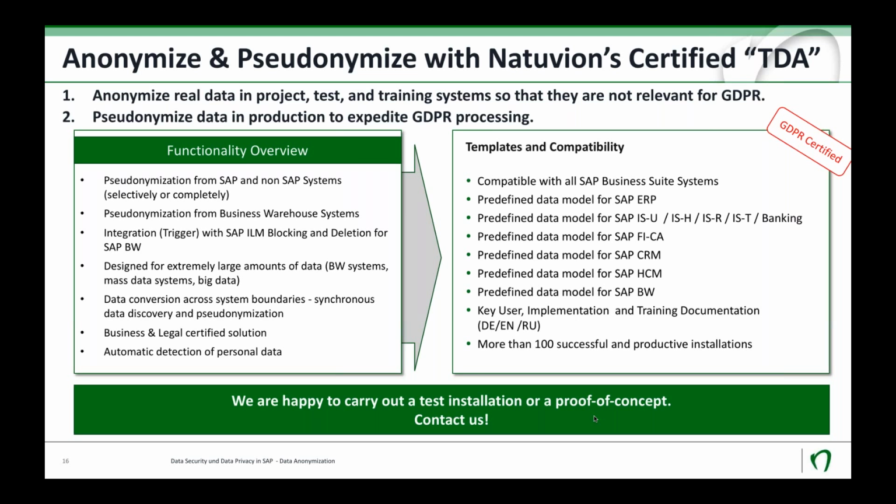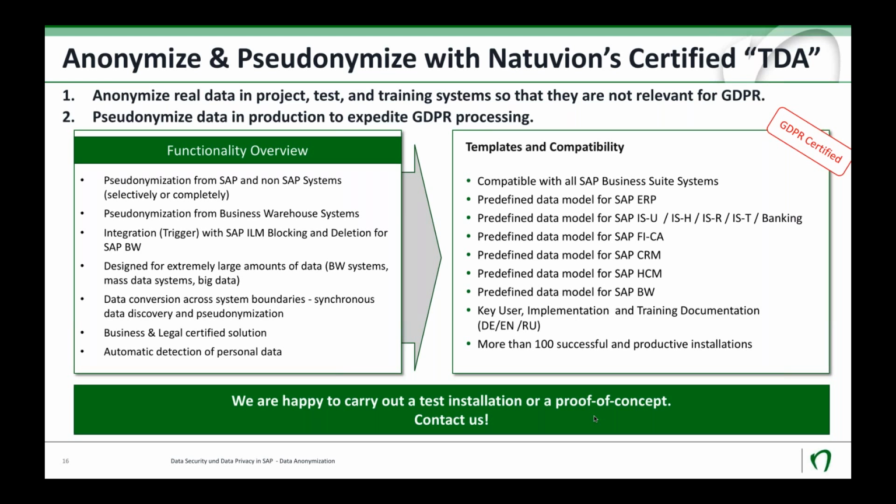It can run synchronously or asynchronously, which means you can run connected systems at the same time from one centralized starting point, or start the CRM system one day and the ERP system another day, and the data will be synchronously anonymized using our hash algorithm. We have direct integration with ILM, so you can use it on BW systems, to anonymize complete BW systems, or trigger-based by blocking or deleting from ILM, so you can start object-wise anonymization on the BW. It's high-performance software designed for extremely large databases.